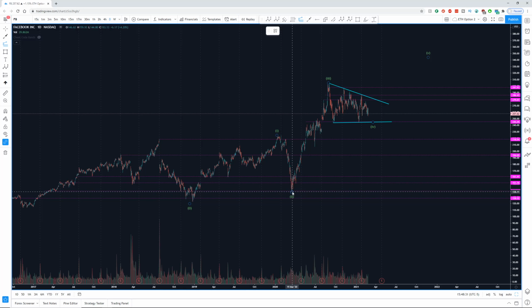Our 3rd wave is supposed to be an aggressive wave upwards, and that's definitely what this is off of our March lows. Just through August, we went from about $135 all the way up to $300.